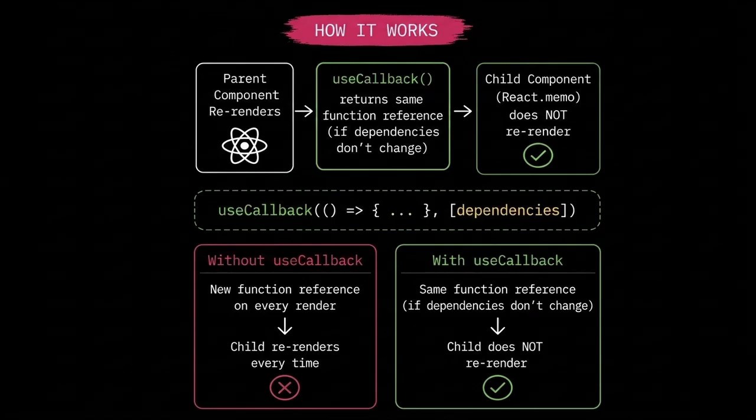How it works. In JavaScript, functions are objects. Every time a parent component re-renders, it recreates a brand new function reference. If you pass that function to a child component, the child thinks it received brand new data and re-renders unnecessarily.